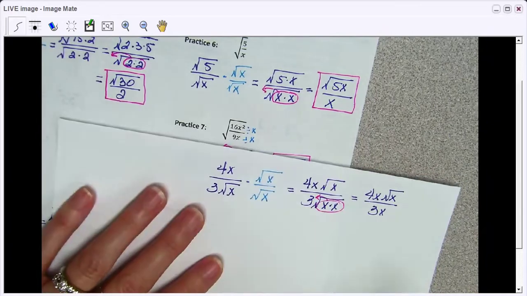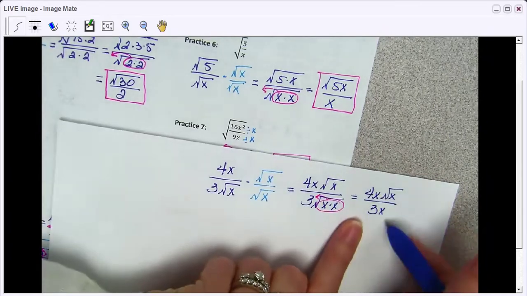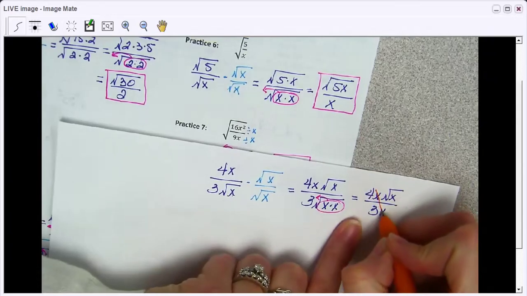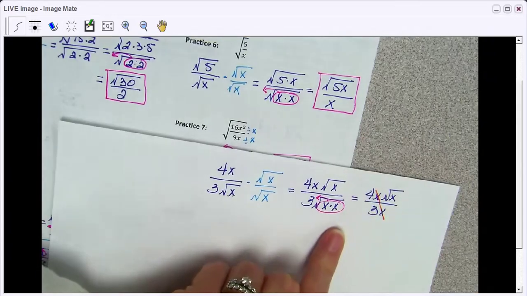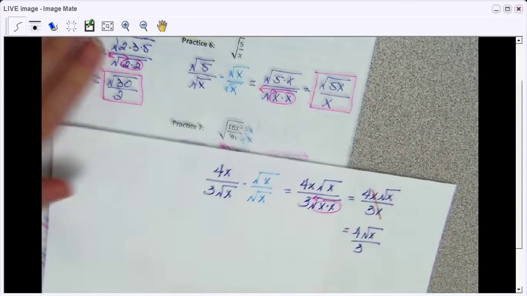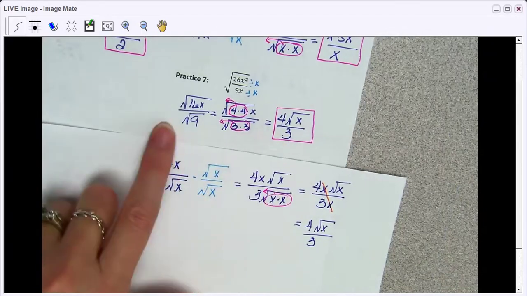Oh, yes. Okay. Then, because neither one of the x's is in a radical, you could have reduced that by getting rid of the x's. And so then your final answer would have been 4 square root of x over 3, which is what we got here, but with minimal steps.